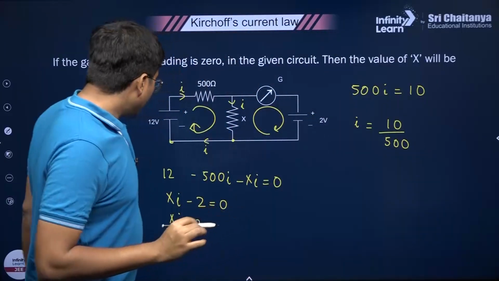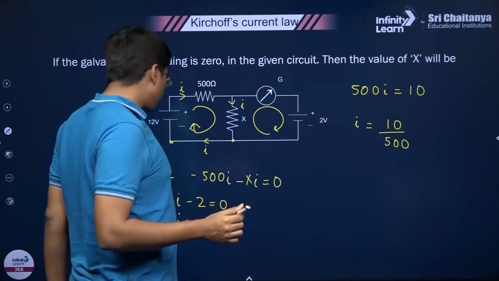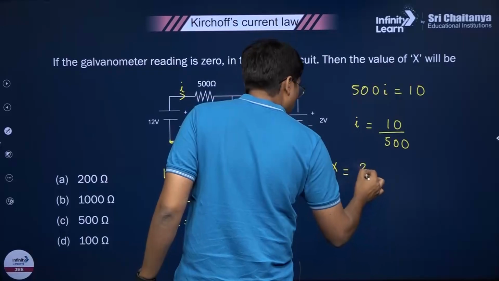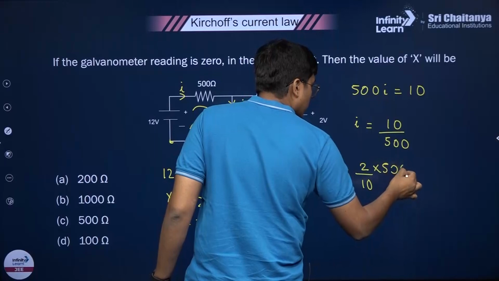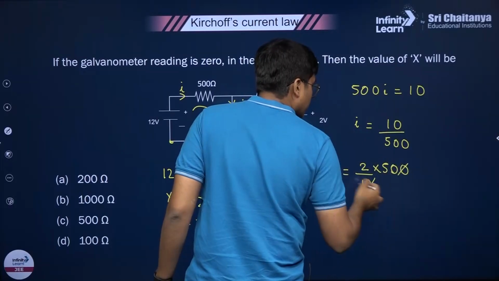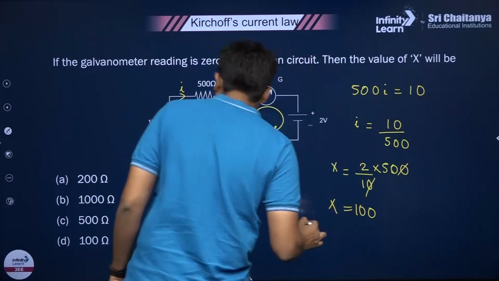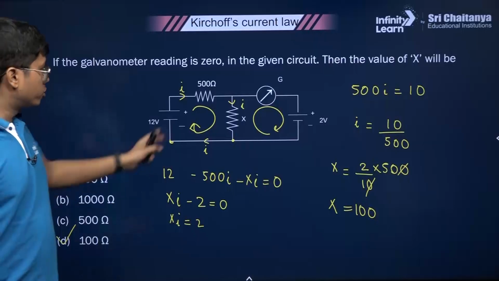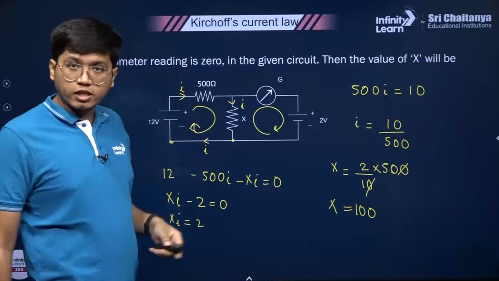Okay. Now xI is equal to 2. If I put the value of I here, x would be equal to 2 by I. So 2 by 10 into 500. Let's cancel this out. You have 2 into 50, that is equal to 100. So x is equal to 100 ohms. That is the correct option. So this is how you operate with Kirchhoff's voltage rule to find the answer in each case.